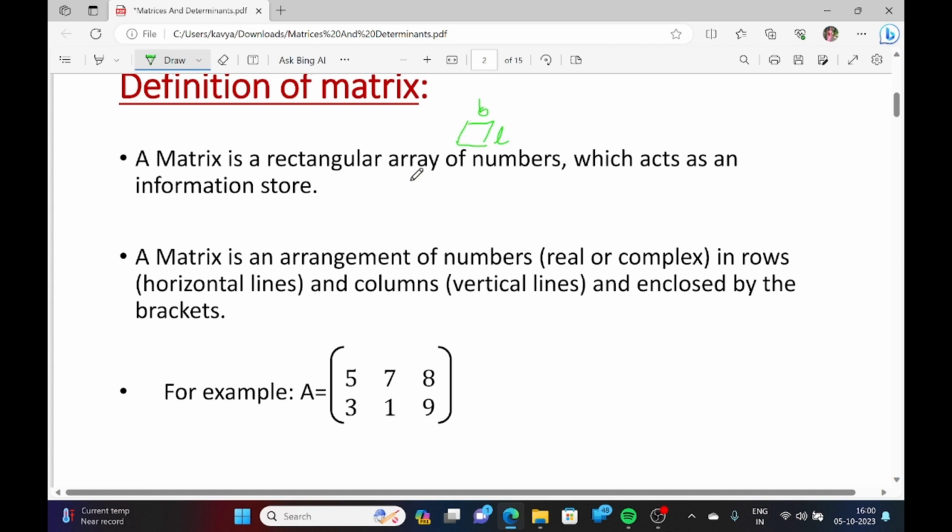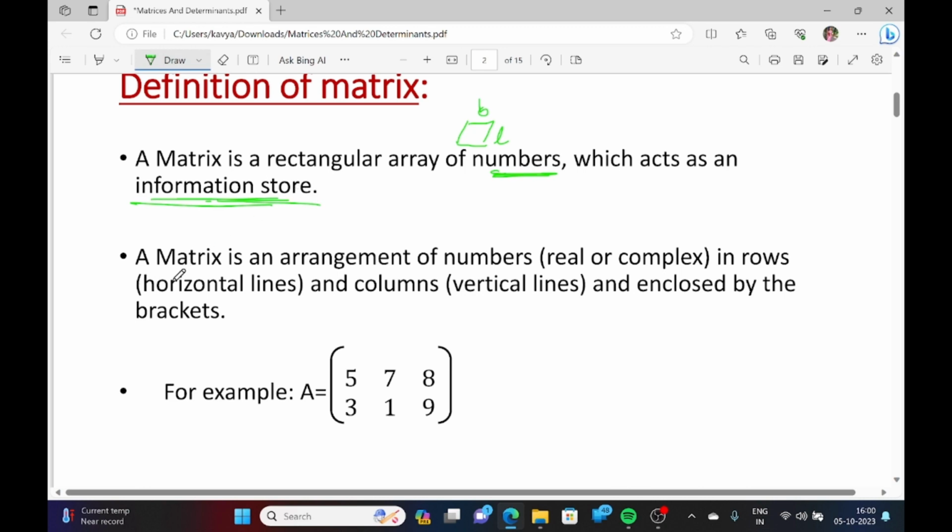And array means a group of numbers. Here the numbers are given. A matrix is a rectangular array of numbers which acts as an information store. It stores some information. Okay.